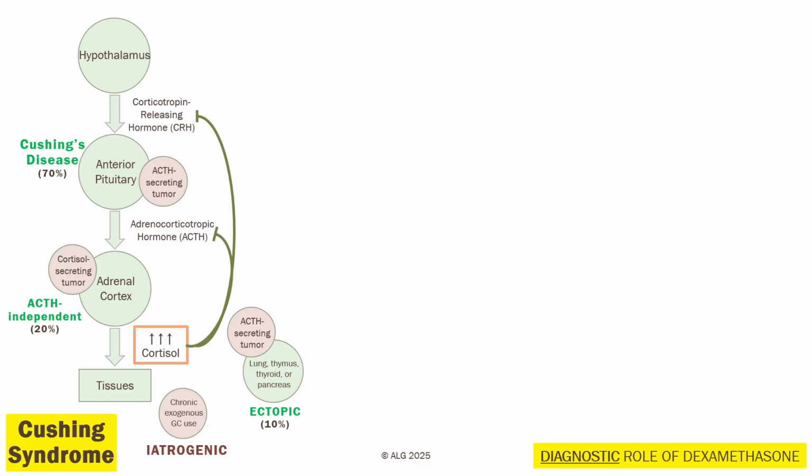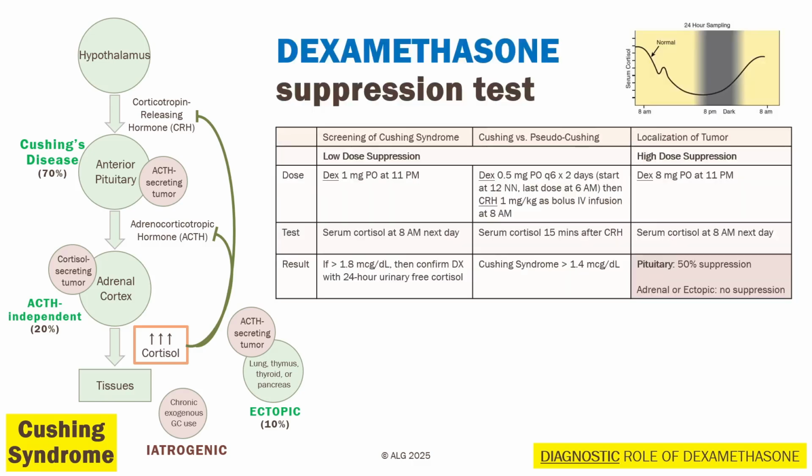Dexamethasone suppression test is done to check for Cushing syndrome, to differentiate it from pseudo-Cushing, which is primarily caused by alcohol or psychiatric disorders, and to localize the tumor that causes Cushing syndrome. If the tumor is in the anterior pituitary, then dexamethasone will be able to send a strong signal to the pituitary and to suppress its stimulation of cortisol secretion. As a result, serum cortisol levels will decrease by about 50%.